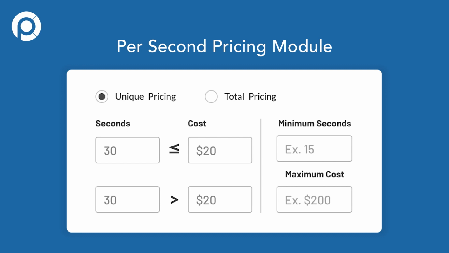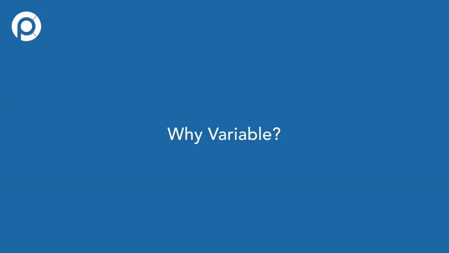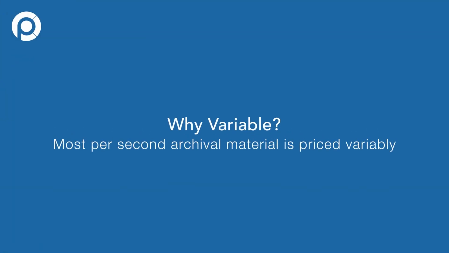After selecting your pricing type, you will have a few inputs to fill out below. Let's break down each of these inputs. Here, in the first column, we have two inputs, the less than or equal to seconds input and the greater than seconds input. Next to that column, we have the less than or equal to cost input and the greater than cost input. Let's go over these four inputs. Most archival stock footage has some sort of variable pricing. Common scenarios will be like the first 30 seconds are more expensive than everything greater than 30 seconds.